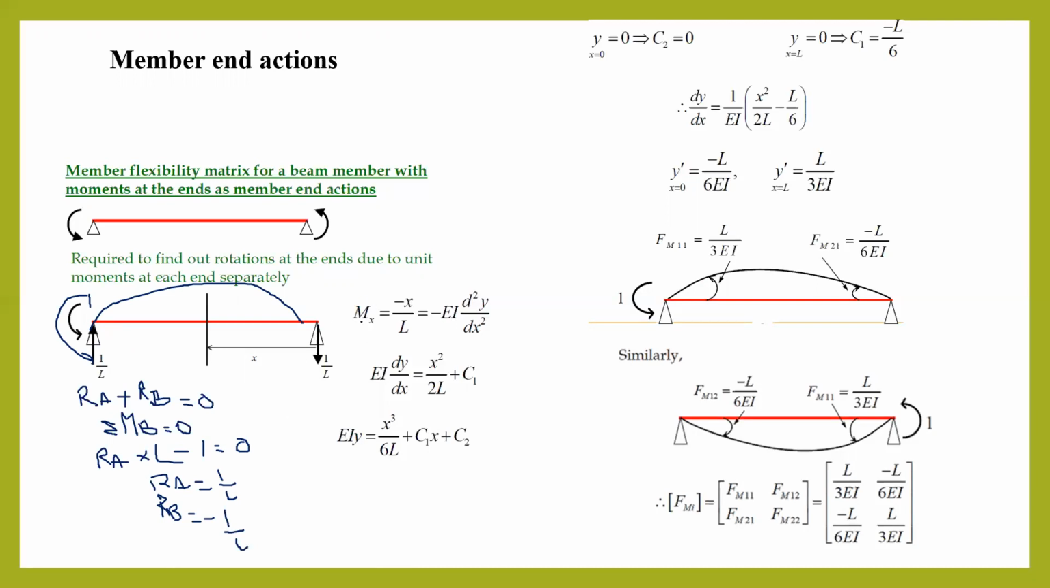Now, if you want to calculate moment at any given section, I will cut a section. So this has been cut here already. This is the section X. So Mx is equal to downwards minus 1 by L into X. So that is minus X by L.